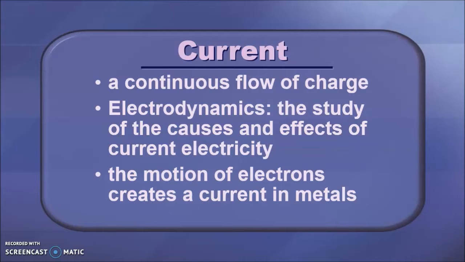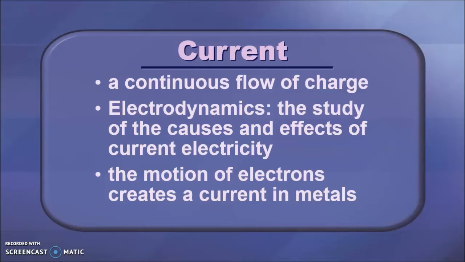So the last two chapters dealt with stationary charged objects, also called electrostatics. However, charges do move when they are attracted or repelled by other charges. They may set up a current, which is defined as a continuous flow of charge. The study of the causes and effects of current electricity is called electrodynamics. And the motion of electrons creates a current in metal.